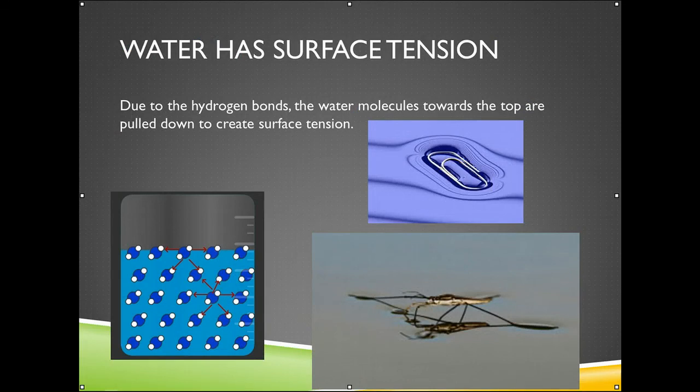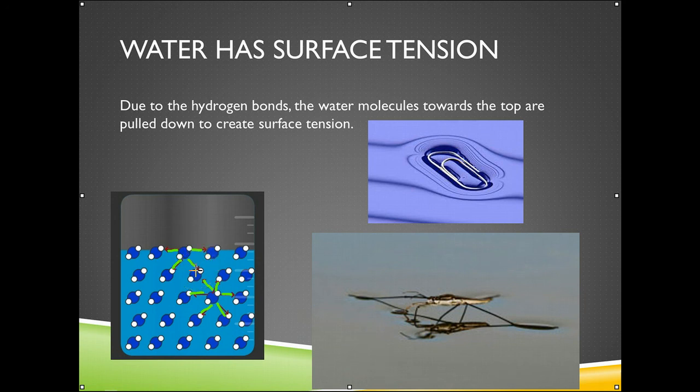Another unique property of water is the fact that it has surface tension. And again, this is because of the special bonds that are created with water molecules. More specifically, it's due to the hydrogen bond. What happens is the water molecules towards the top are pulled down to create a type of surface tension. If you notice the water molecules towards the middle, they're going to be pulled apart from all directions. However, the ones on the top, there's not any water on top of them, so therefore they're going to be pulled towards the side or towards the bottom.